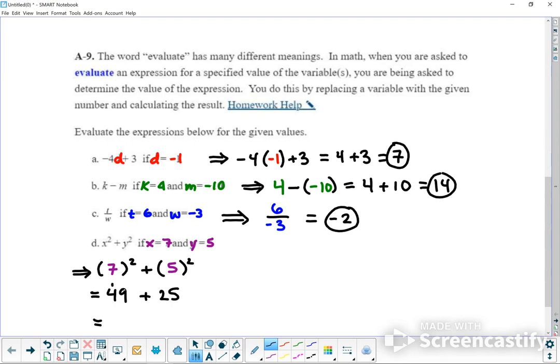So you're going to get 14. 9 and 5 makes 14. Carry the 1. 4 plus 2 is 6. Plus 1 more is 7. So 74. That's your answer.